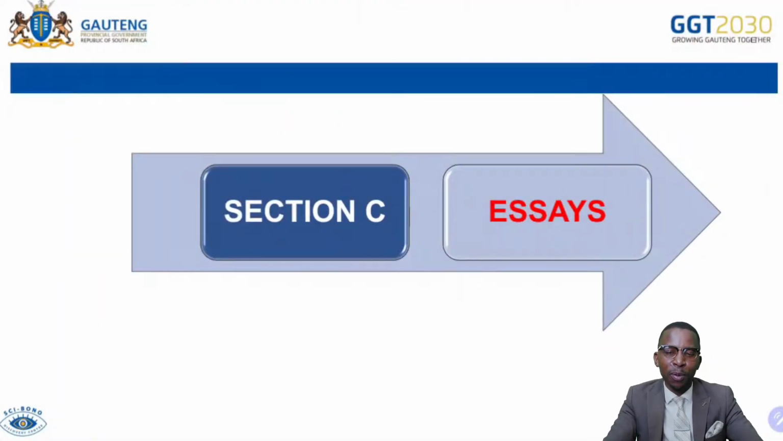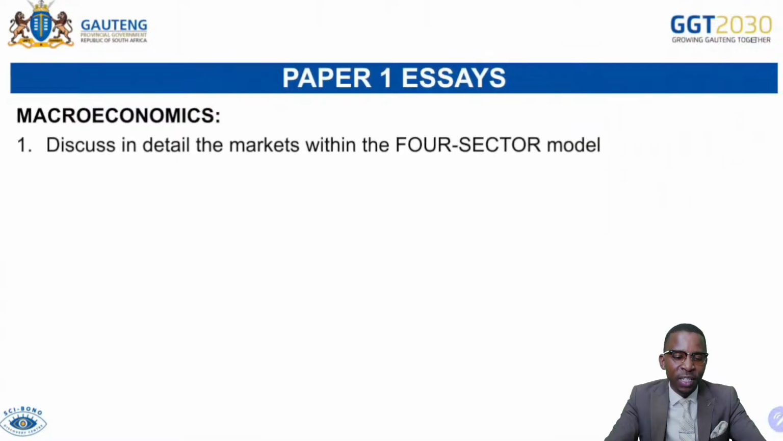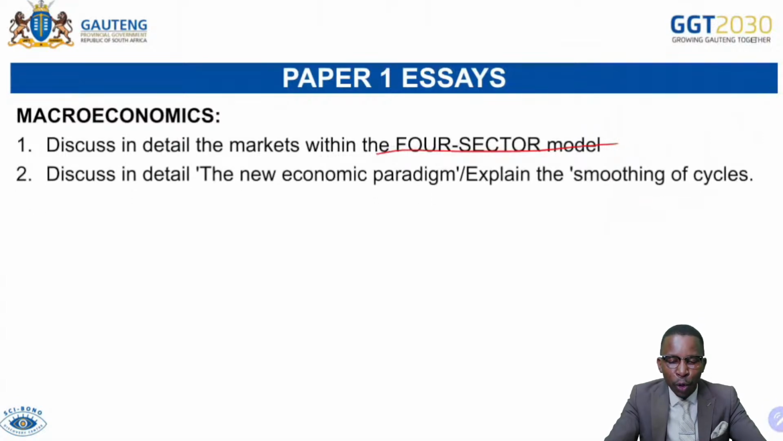Then, done with section B, we are going to section C now. Let's see what we have. These are the essays. So, paper 1 essays for tomorrow, you can expect the following: macroeconomics essays, discussing detailed markets within the 4-sector model, circular flow. In this situation, you can get your marks because this essay is very easy. And then discussing the detailed new economic paradigm, explain smoothing the business cycle.